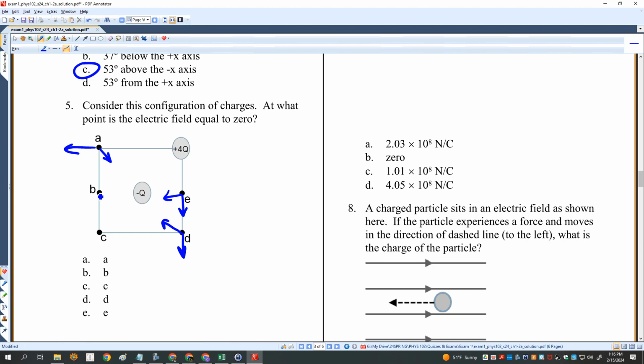I have sort of that direction and that direction. Now, let's look at C. So I have the electric field due to minus Q is in that direction.